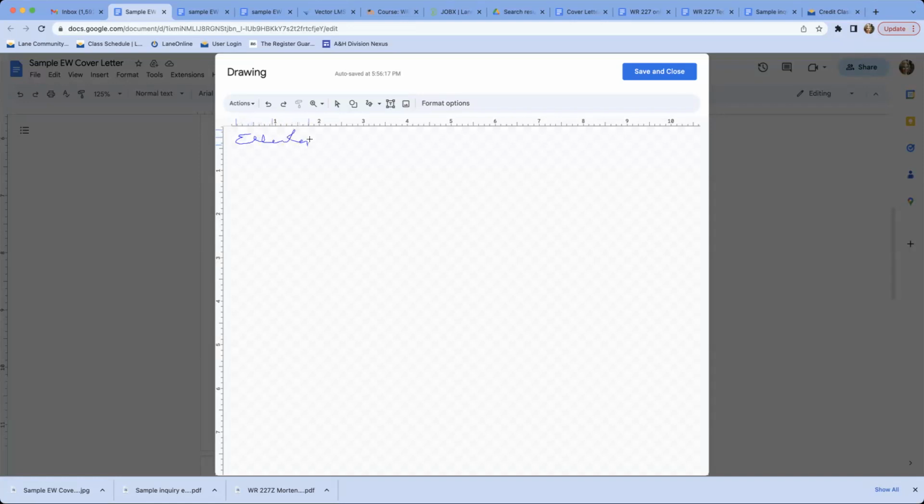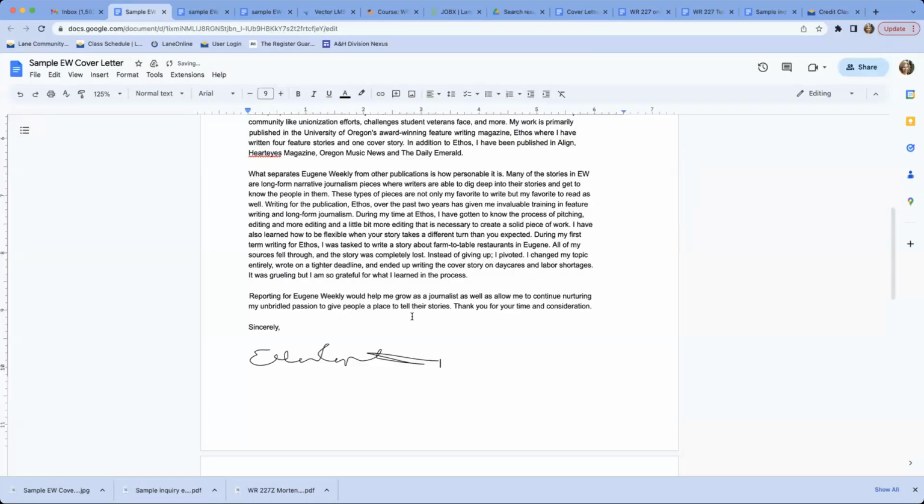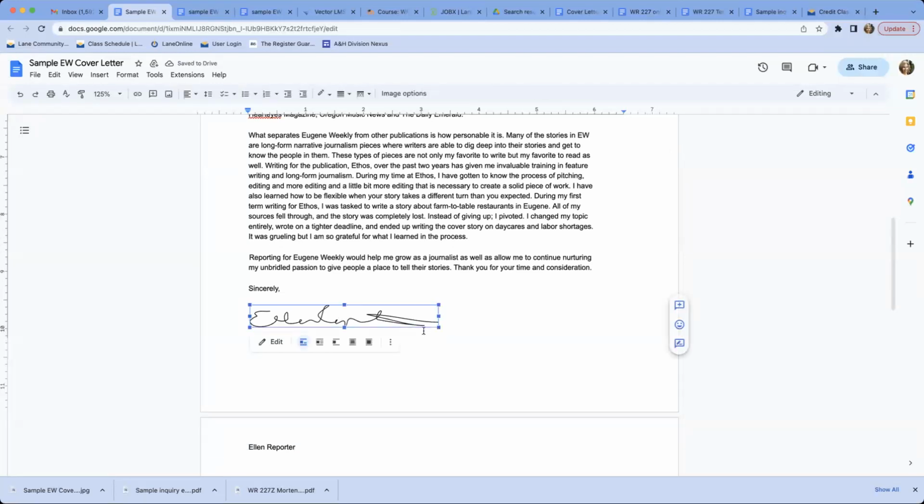Ellen, I'm going to do Ellen Reporter. It's actually kind of more or less how I sign my name. Here we go. I'm going to go save and close. And here we have the signature. And if it's too big, which it kind of is, I can shrink it down and make everything fit onto the page if I so desire. So I will probably want to shrink this even more just to get it to fit with Ellen Reporter down there.